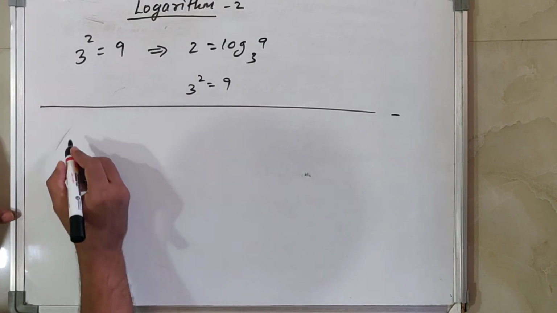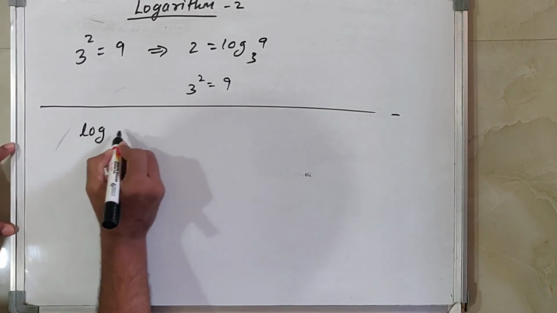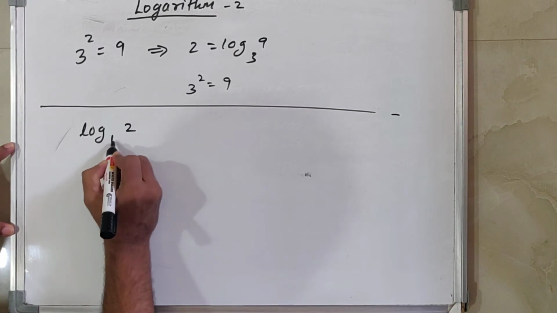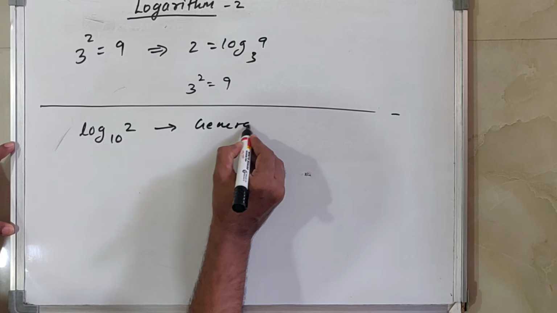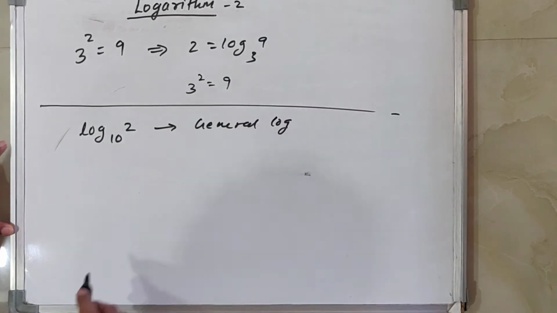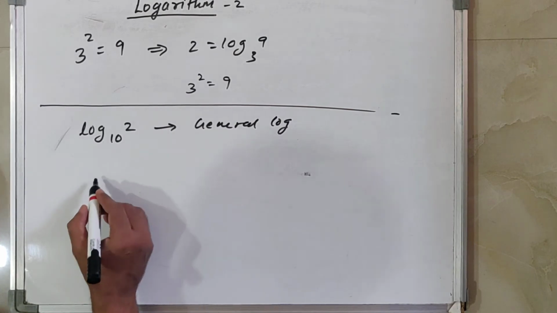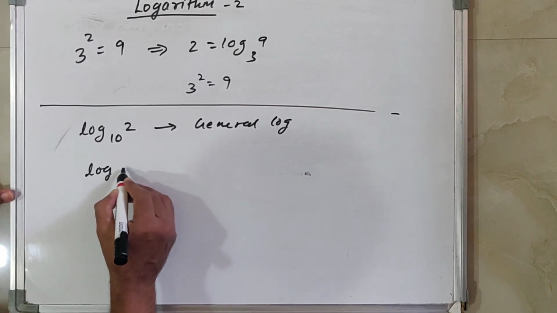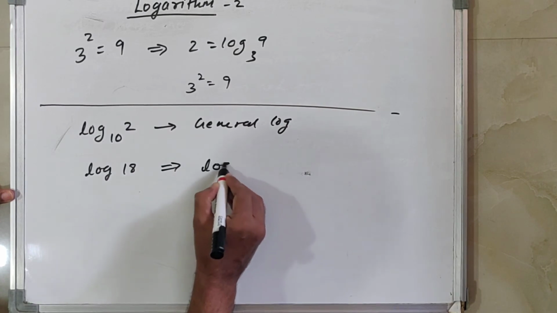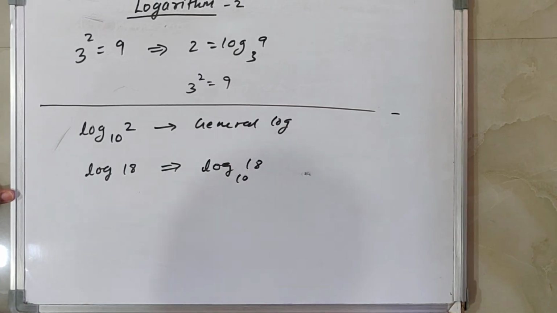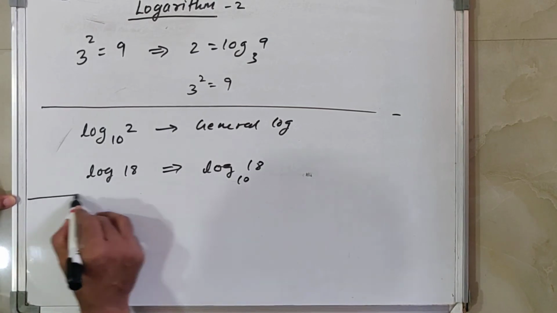Suppose there is log to the base 10, log 2 to the base 10, this is called the common log. Most common log is this, and it also means that if I don't mention the base, like if I only write log 18, this means it is log 18 to the base 10. If no base is mentioned, it is taken as base 10.